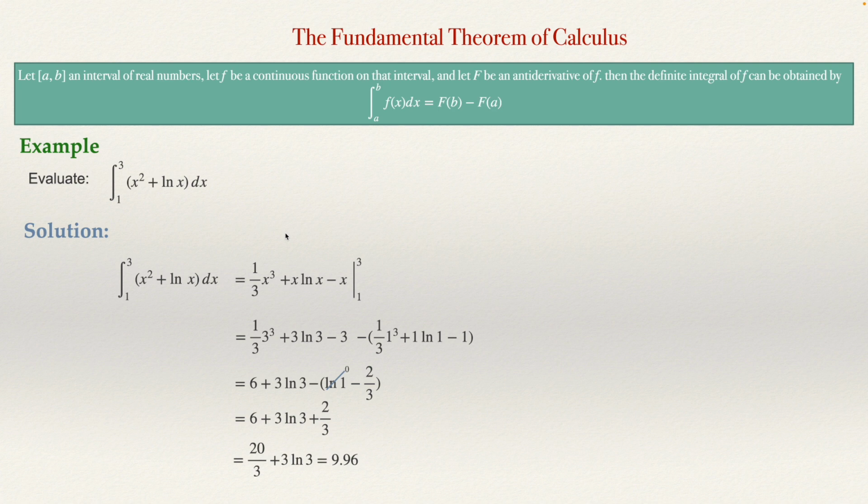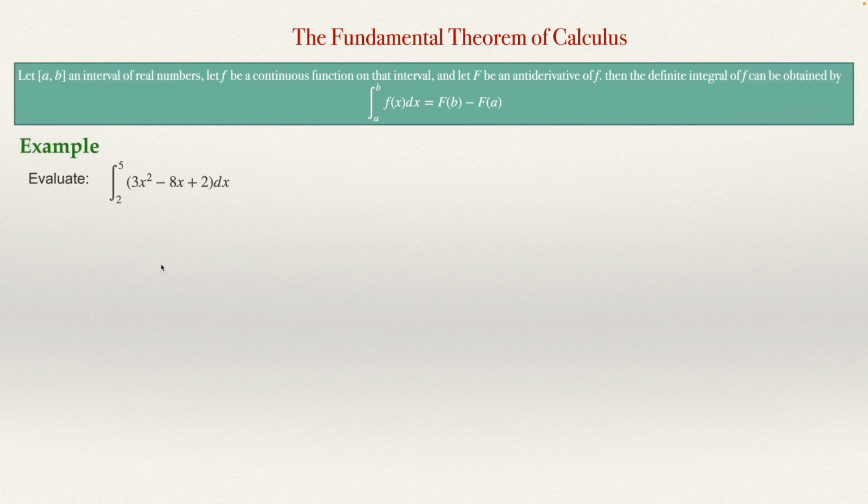Let's make another example. The integral from 2 to 5 of 3x squared minus 8x plus 2 dx. So what we are going to do is compute the definite integral from 2 to 5. And we know, using the Fundamental Theorem of Calculus, that it will be the antiderivative evaluated at the second value, 5, minus the antiderivative evaluated at 2. So we need to compute the antiderivative of 3x squared minus 8x plus 2.